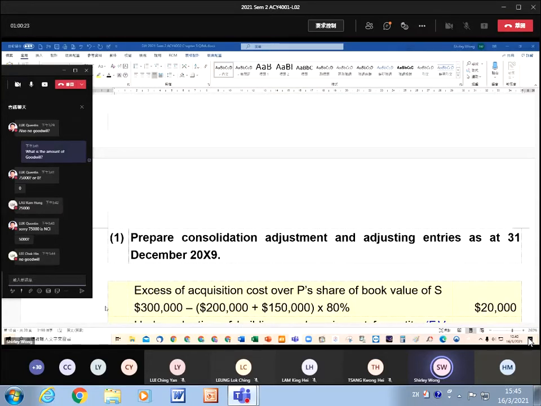But don't forget that 300,000 is for 80%, and the 20,000 is from the angle of 80%. However, when we calculate the consolidation, we need figures that represent 100%.